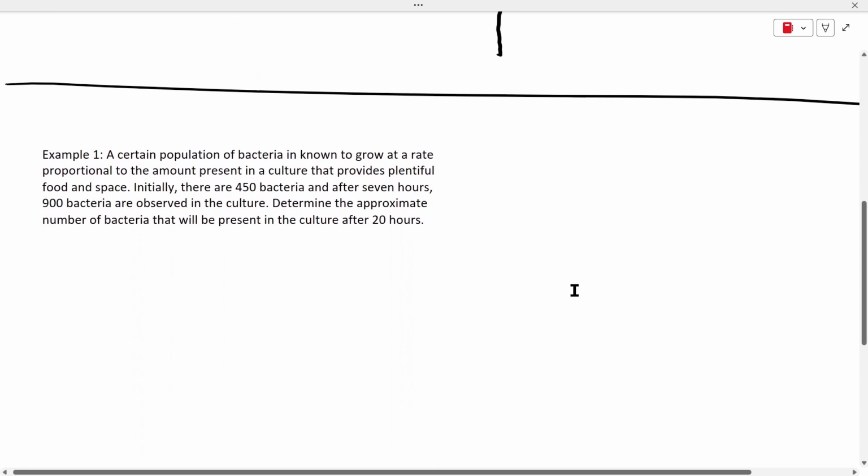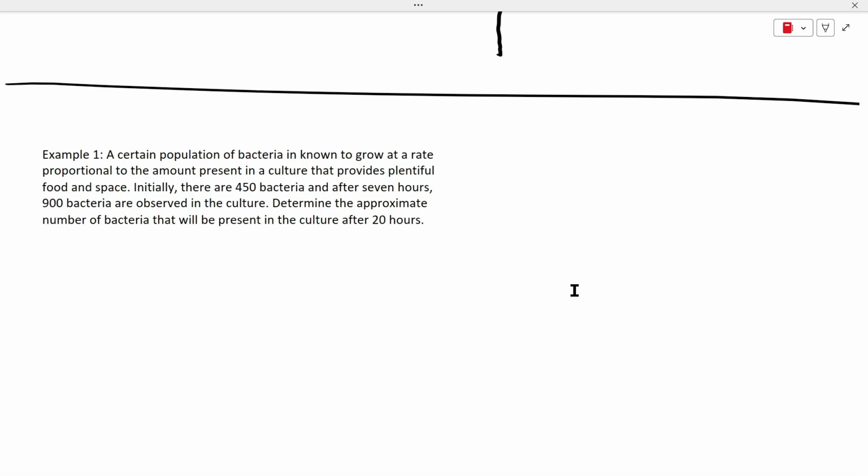For this example, sample 1: a certain population of bacteria is known to grow at a rate proportional to the amount present in a culture that provides plentiful food and space. Initially, there are 450 bacteria, and after 7 hours, 900 bacteria are observed in the culture. Let's determine the approximate number of bacteria that will be present in the culture after 20 hours.